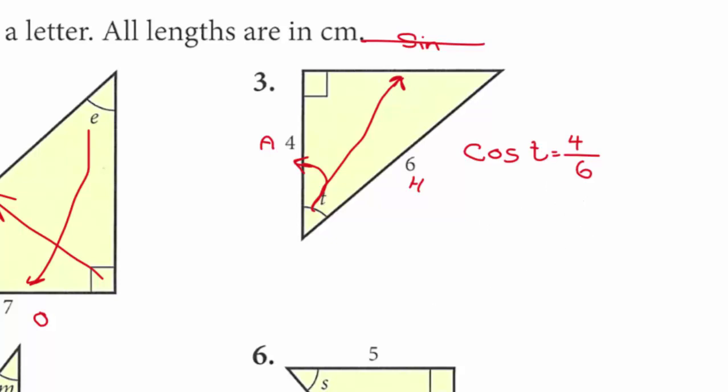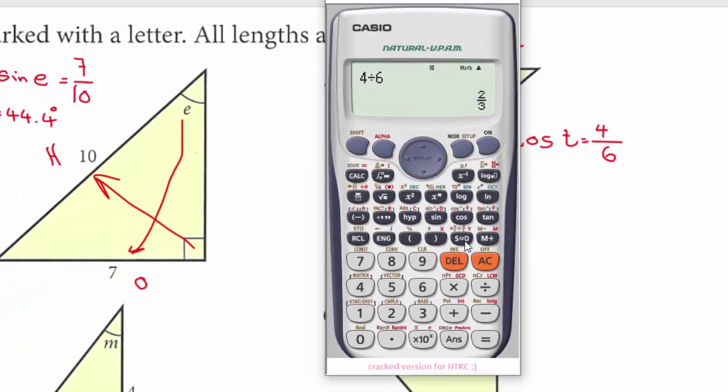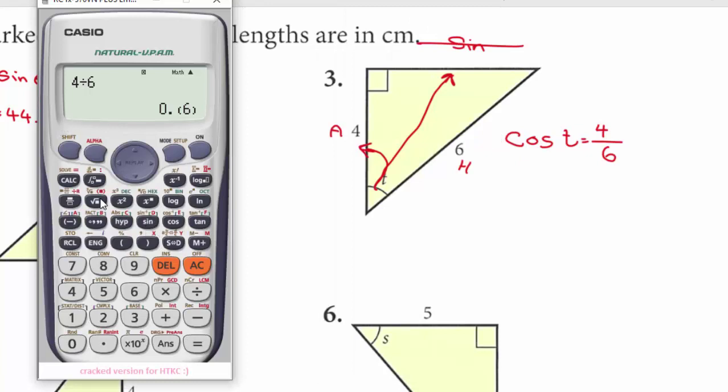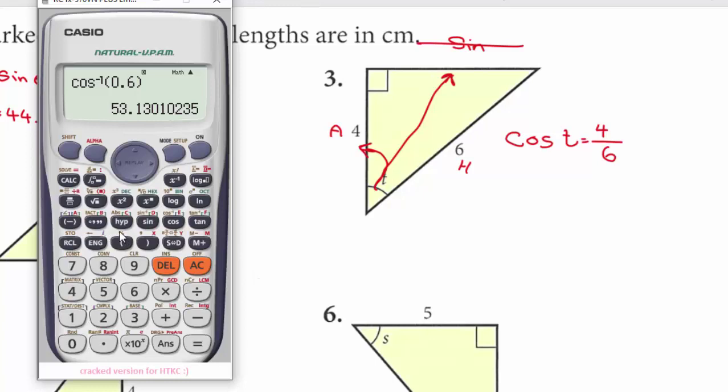Then 4 divided by 6 is equal to 0.6. For sine, we used sine inverse. Similarly, for cosine, we're going to use cosine inverse. Cosine inverse of 0.6 is equal to 53.1. How can we check the answer? Simply take the cosine of the answer, 53.13. See, that gives 0.6 back.